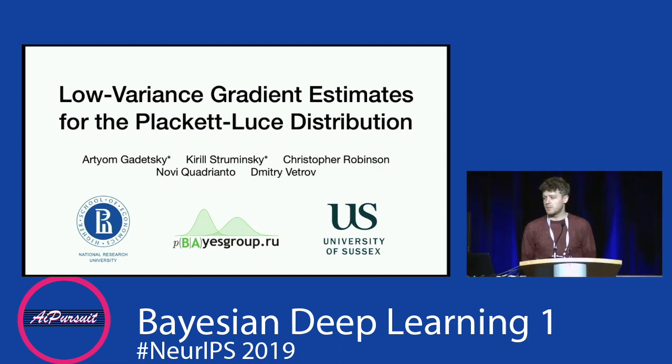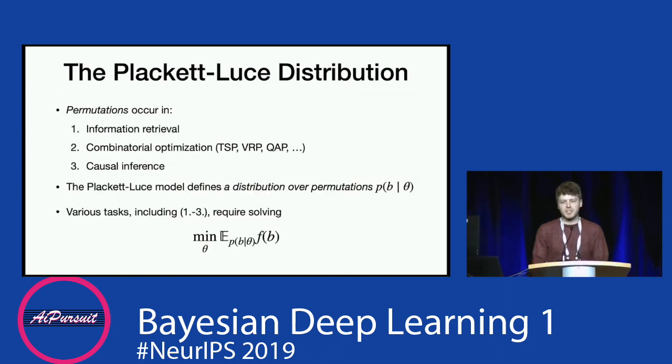Hello, my name is Kirill, and this is joint work with Artem Gadetsky, Christopher Robinson, Navi Quadranta, and Dmitry Vetrov. In our work, we propose low variance gradient estimates for a distribution over permutations. So permutations naturally occur in multiple machine learning setups, for example, in information retrieval, in combinatorial optimization, causal inference, and so on. And to solve all these tasks, we may need probabilistic models with latent permutations.